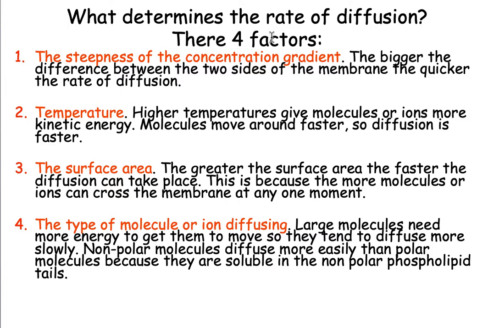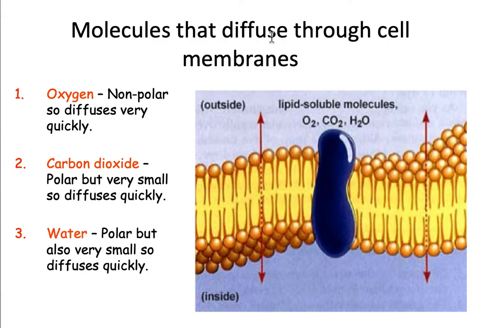Alright, so the type of molecules or ions diffusing. Smaller molecules can pass quickly, while large molecules tend to struggle. The different types of molecules that diffuse through the cell membrane are gases, which are oxygen, non-polar, so it diffuses very quickly across the lipid bilayer, and carbon dioxide, which again diffuses very quickly, and water, polar but also very small, so it diffuses quickly.